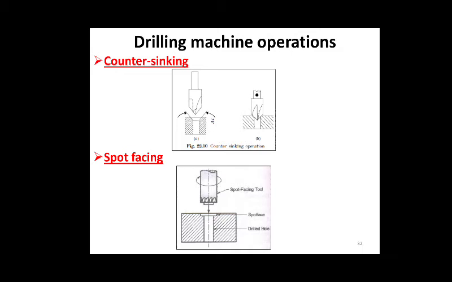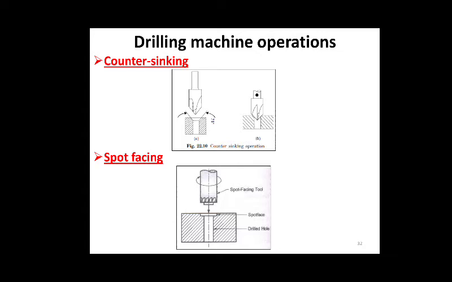Countersinking. It is used for enlarging the end of a hole and giving it a conical shape for a short distance. The tool used in this operation is called a countersunk. These tools have included angles of 60 degree, 82 degree and 90 degree.